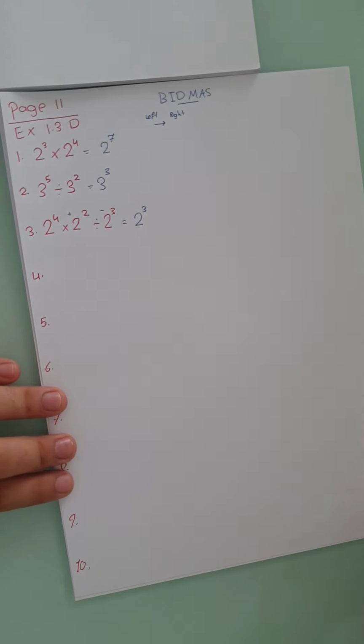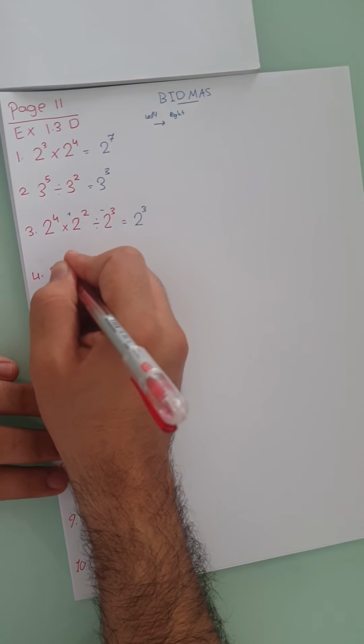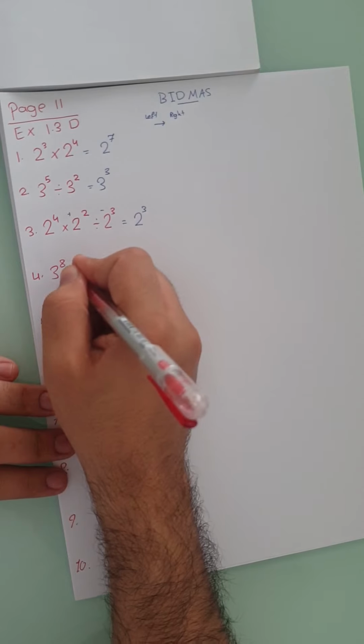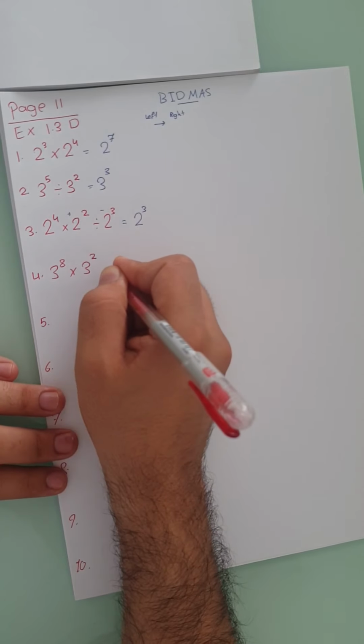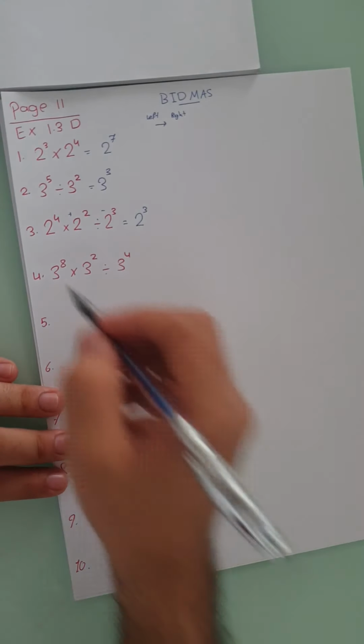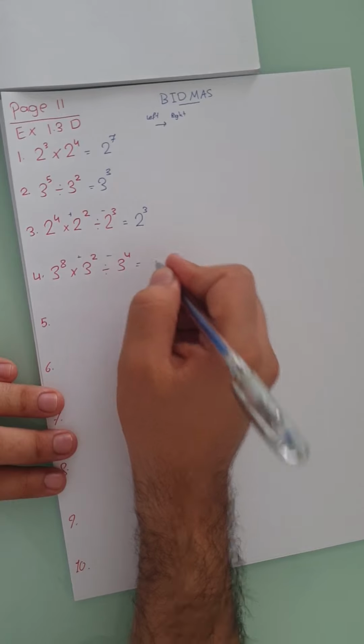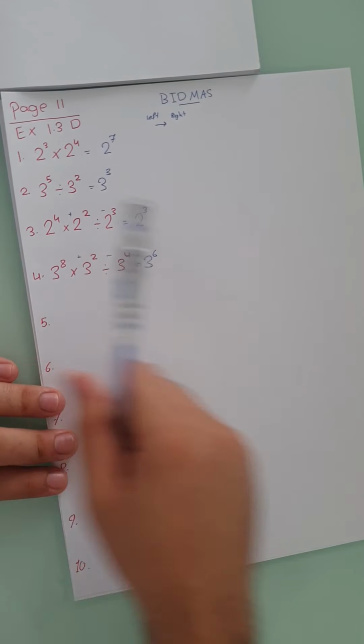Okay? Question number 4. Same question. 3 to the power of 8 times 3 to the power of 2 divided by 3 to the power of 4. So 8 plus 2, how much? 10. 10 minus 4 is how much? 6. So it's 3 to the power of 6.